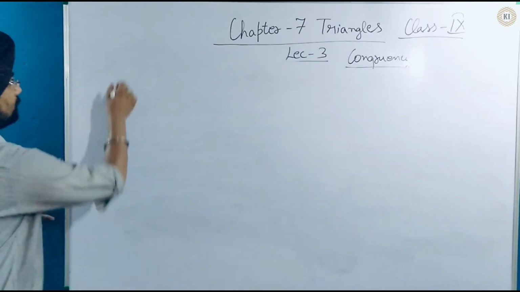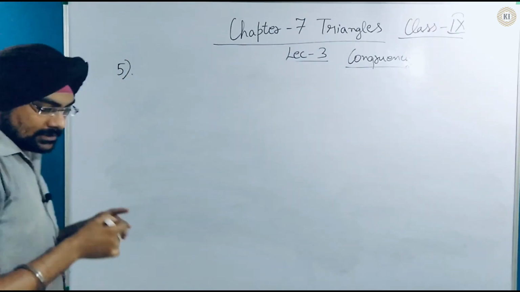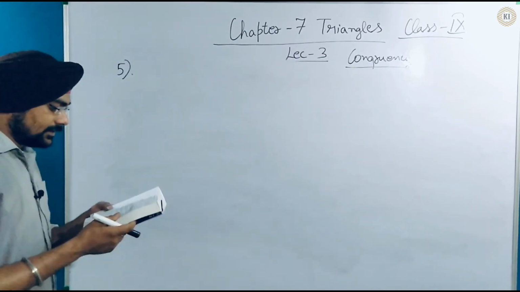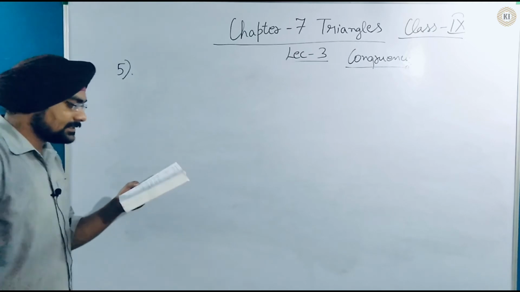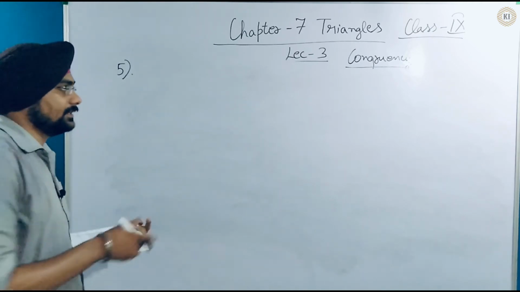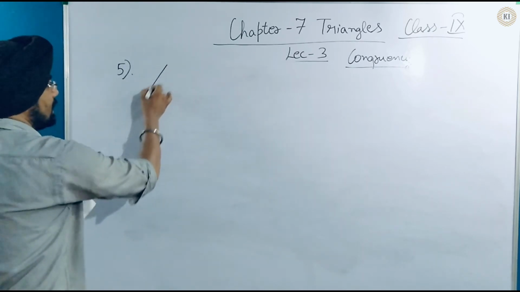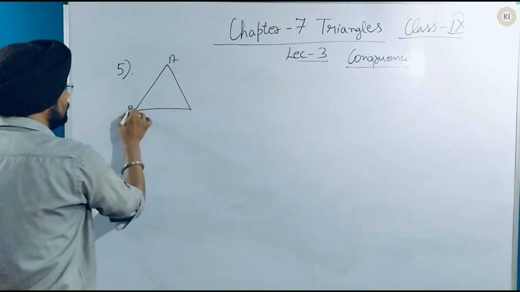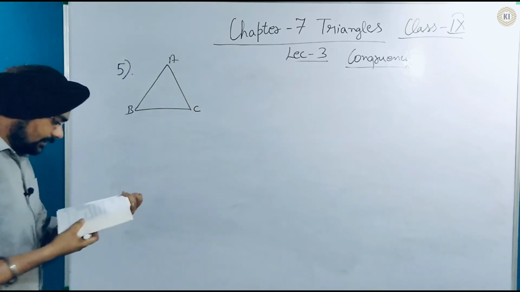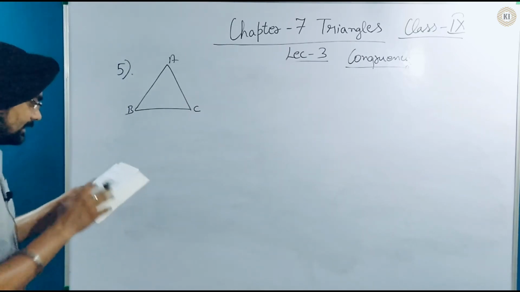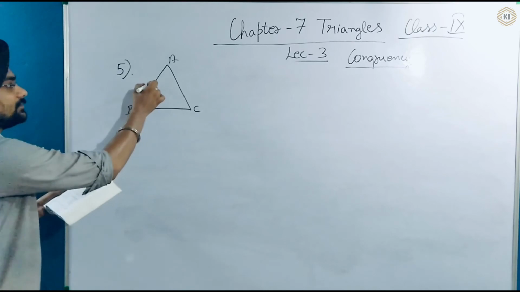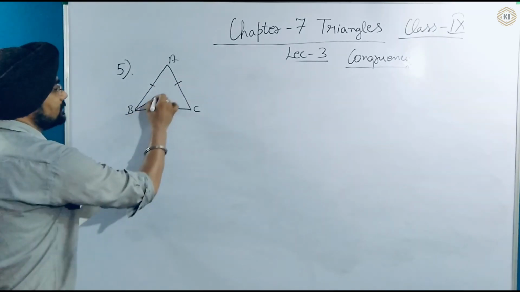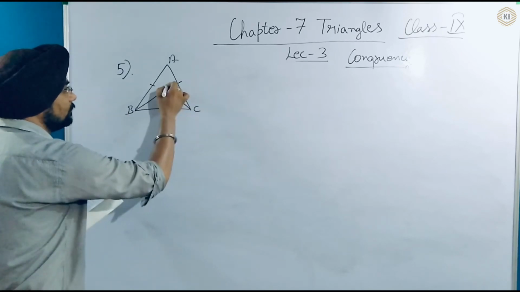Now see here, question number 5. Question number 5 is saying the bisectors of angle B and angle C of an isosceles triangle ABC. In this question we have to draw the figure. Isosceles triangle ABC is given, and the bisectors of angle B and angle C of isosceles triangle, AB is equal to AC, intersect each other at point O.